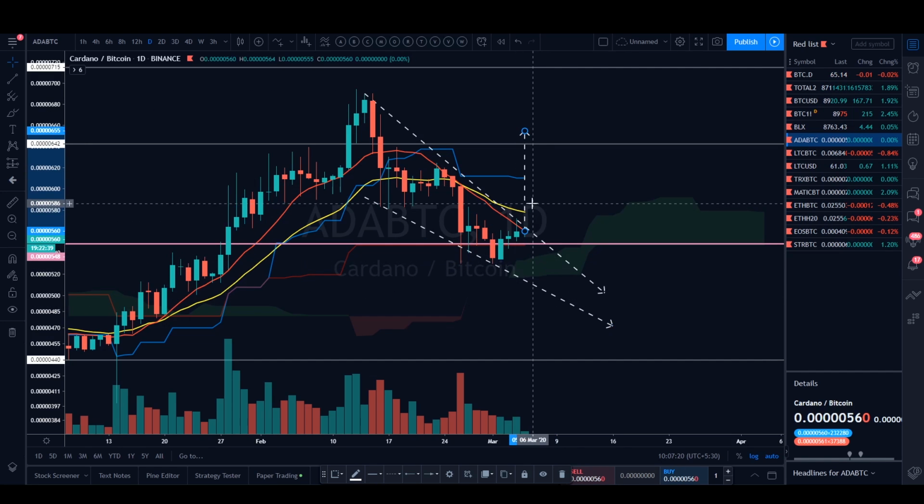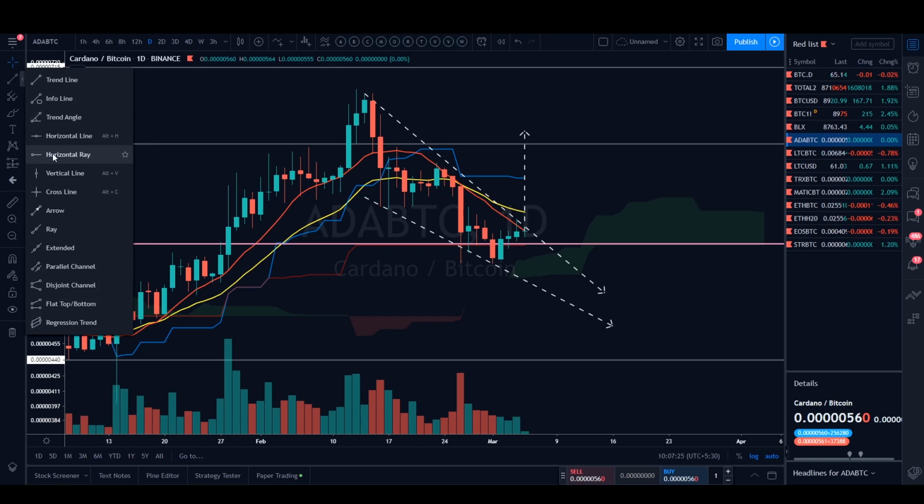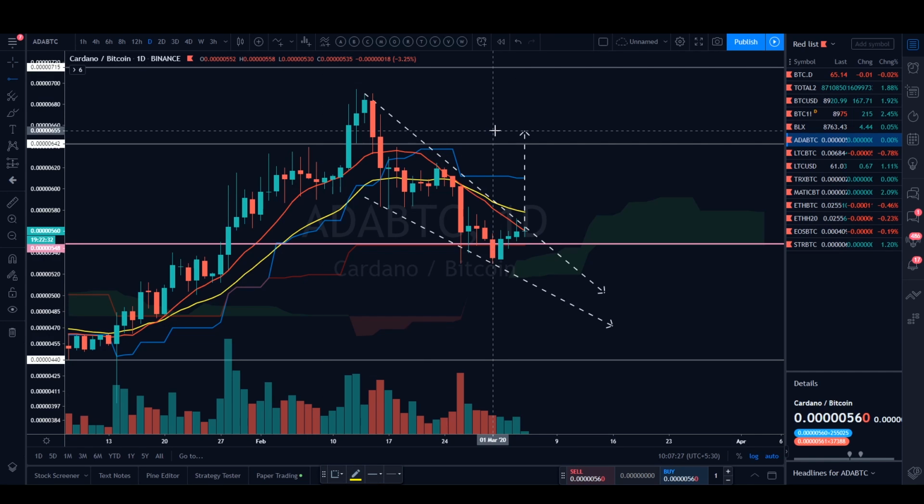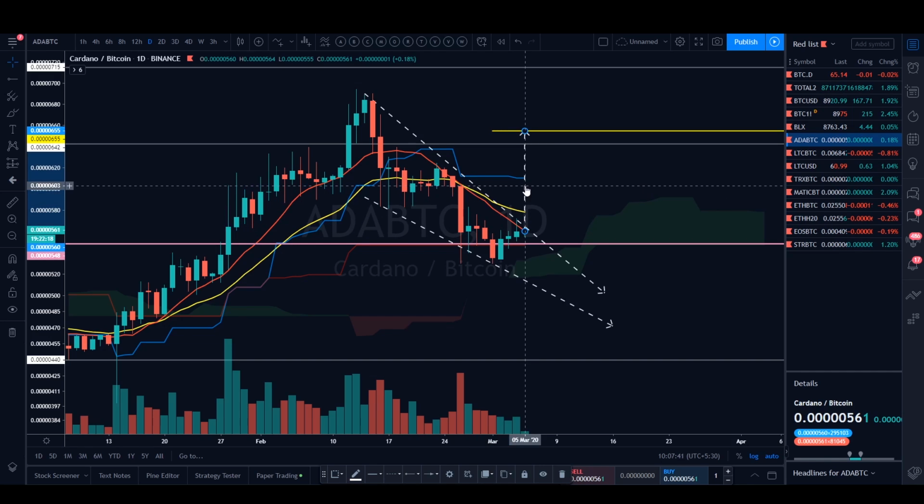If this does end up meeting its measured move, the measured move will take ADA all the way to 655 sats. But I think the impetus to actually breaking this to the upside is going to be taking back that 10 SMA and a good, nice volume push to the upside. I think that would really confirm it. But right now, this is what I see on ADA's daily time frame.